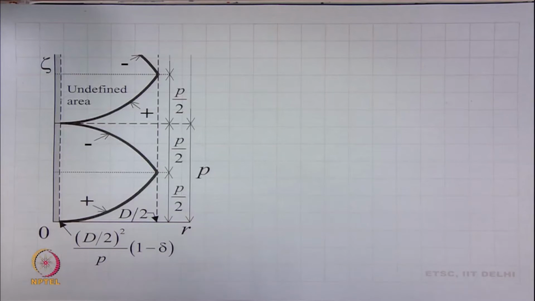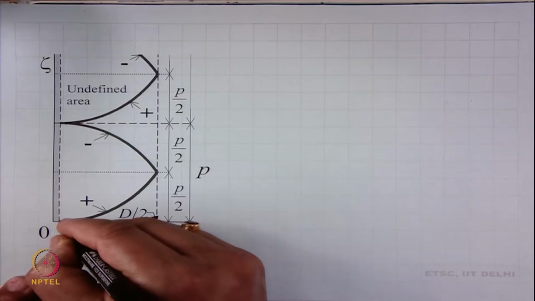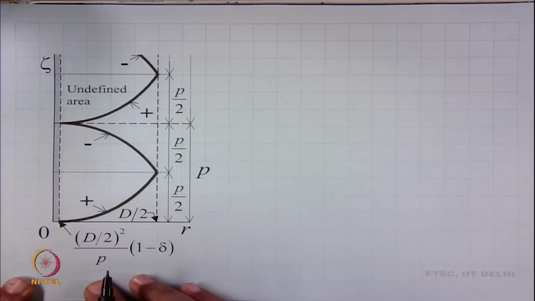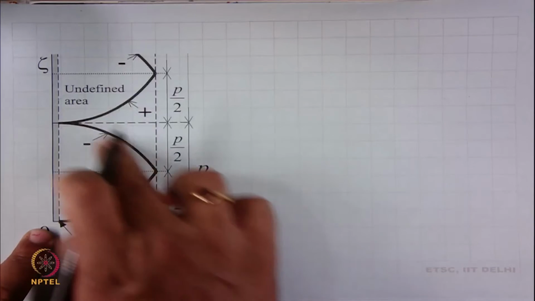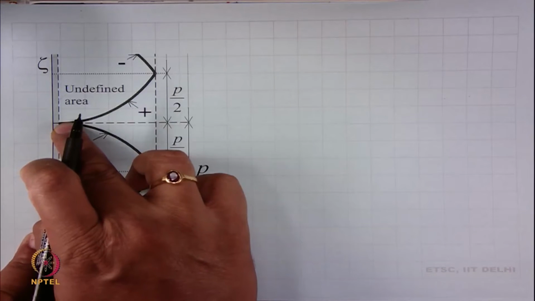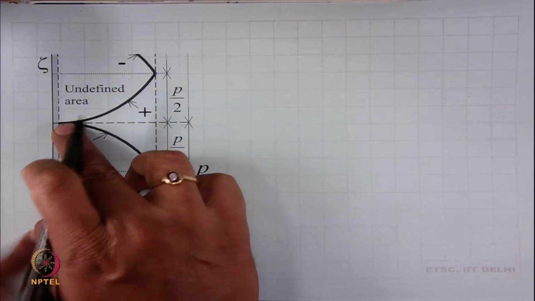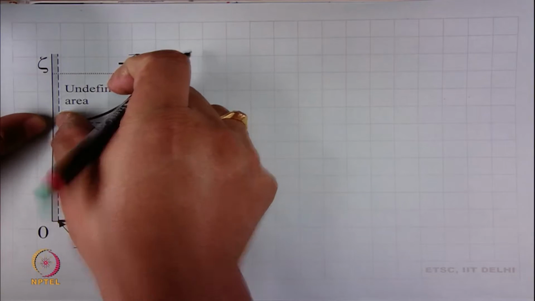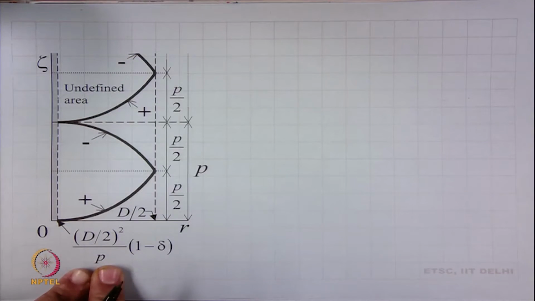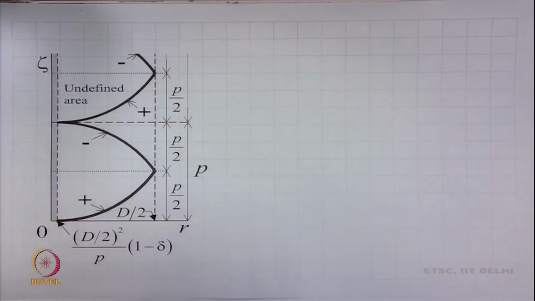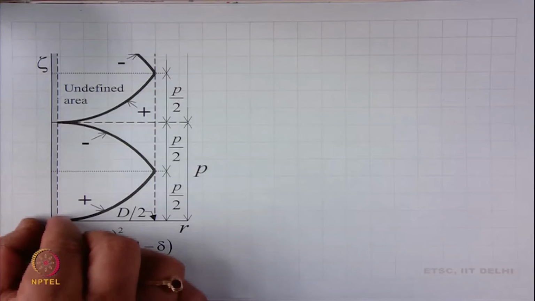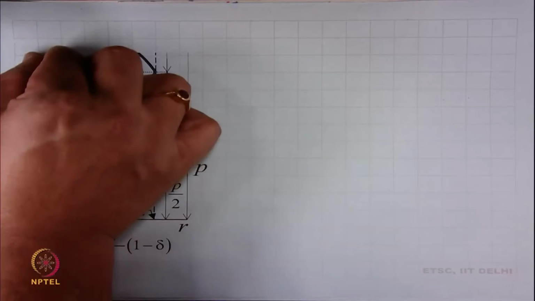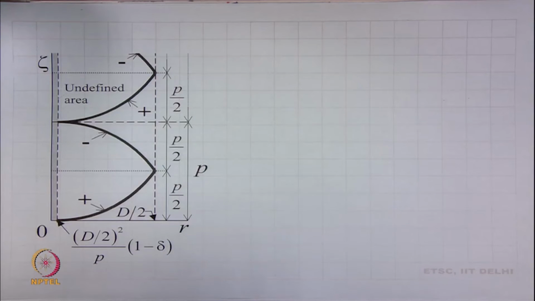So, probably the migration starts from here. So, it goes there, comes back, it is not touching the axis, a small distance is left. This distance is d by 2 square by p, 1 minus retraction, again it goes and comes back. So, in this grey color region, migration is not taking place. This is the meaning of this.